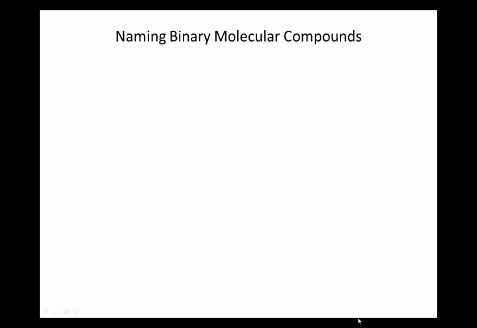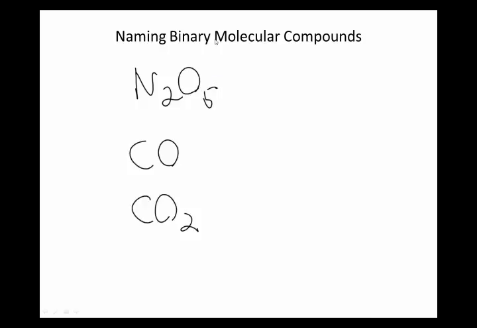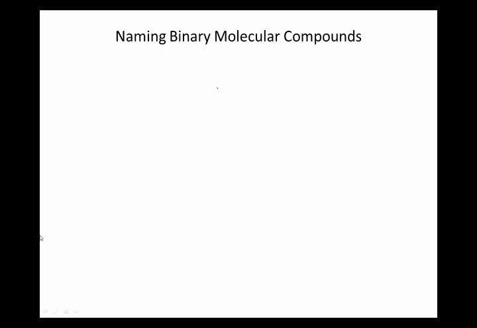So what does binary mean? Binary means that it only has 2 elements. We're not talking about how many atoms it has. So this is binary, this is binary, this is binary, meaning there's just 2 elements. So it's going to make it a lot simpler. We're not going to name really complex covalent compounds like C6H12O6. We're just going to name simple covalent compounds, binary ones.